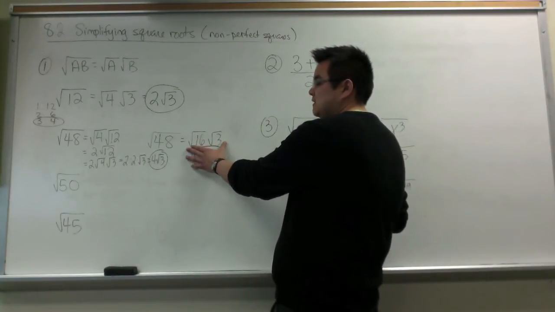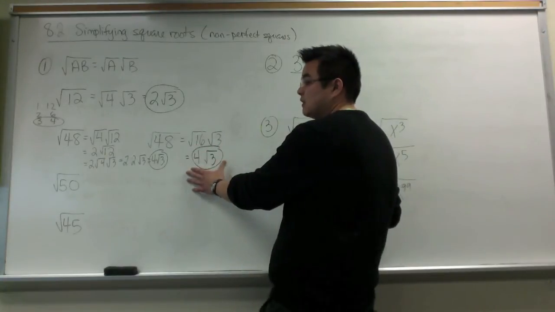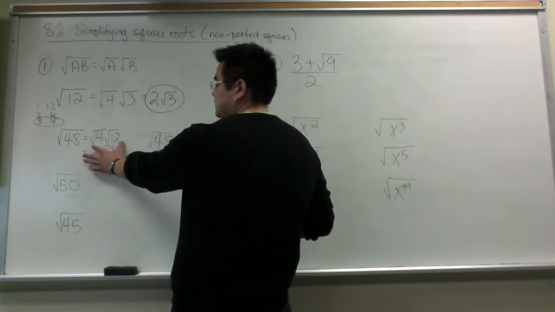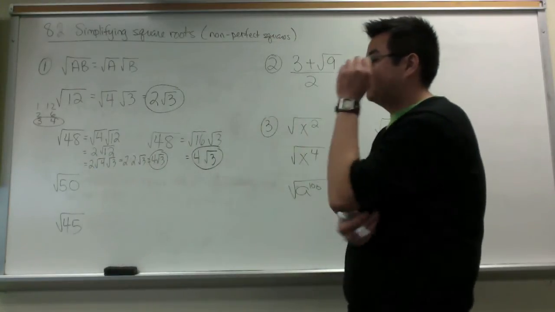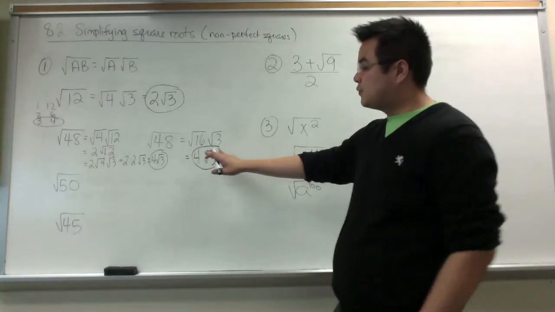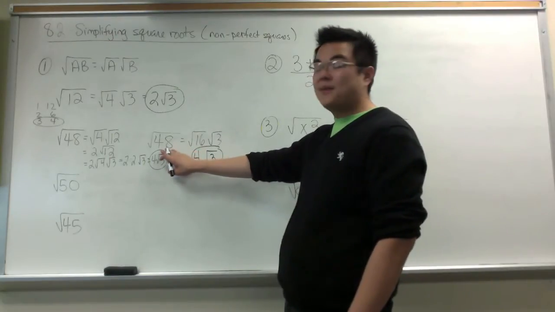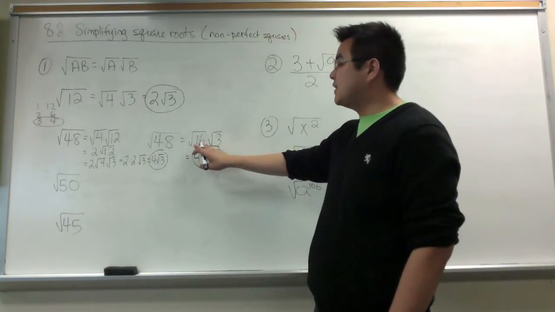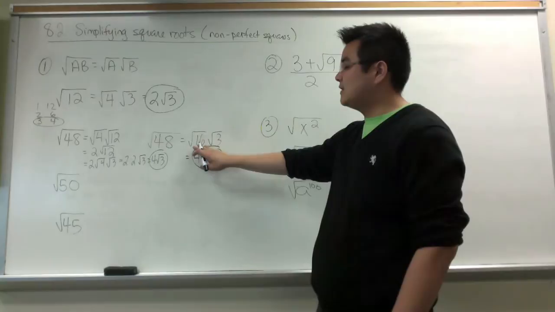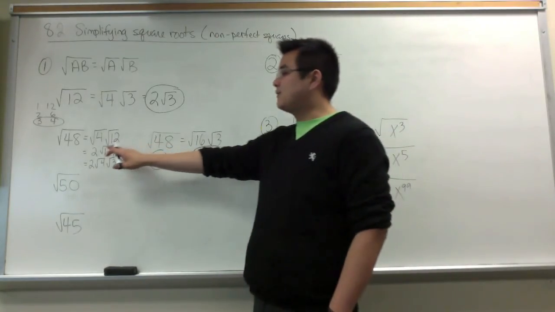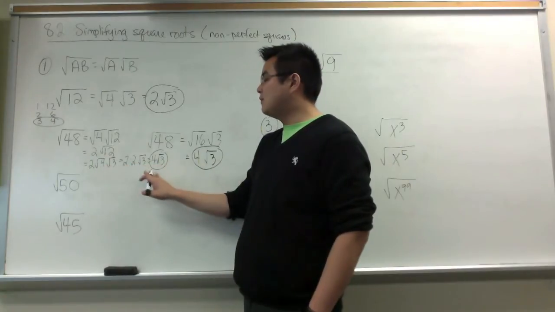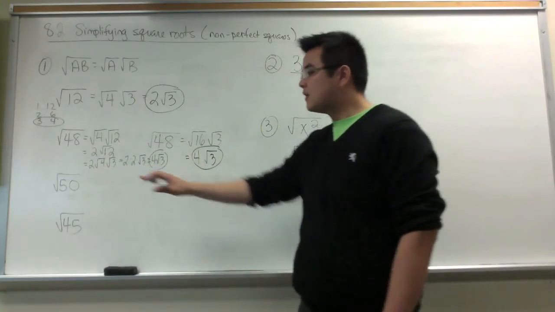So when we broke it up into 16 and 3, we got the answer much quicker than what we did here with the 4 and 12, because 12 we could continue to break down into a perfect square factor. So when you break down a non-perfect square, the best possibility is to break it down so that one of the factors is the highest perfect square that you have. If you don't use the highest perfect square like we did here, then you have more work for yourself.